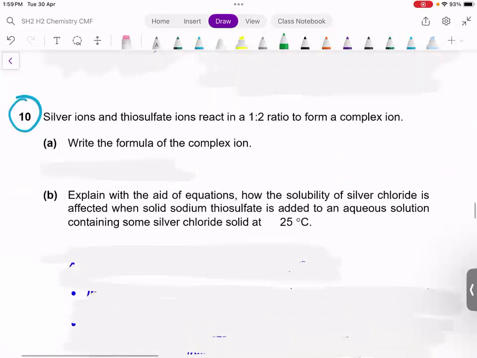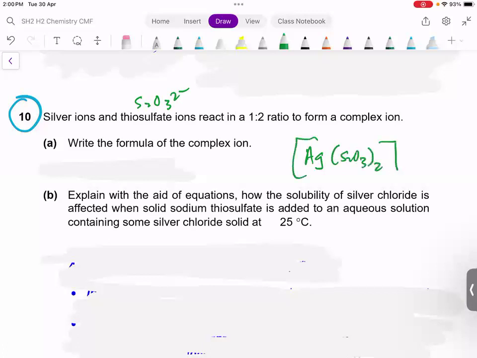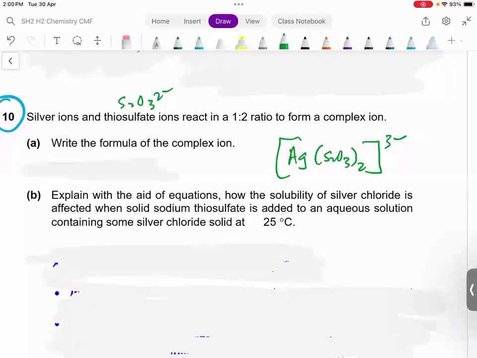Do you know what thiosulfate is? Okay, so what's the formula of thiosulfate? Thiosulfate ion only, I got Na2S2O3, so S2O3 2 minus. Your silver plus is only one of it, then there's 2 S2O3. So what's the net charge? Yeah, 3 minus. So this will be the formula of this complex. This complex carries a net charge, therefore it is soluble in water. It's described as a soluble complex ion.